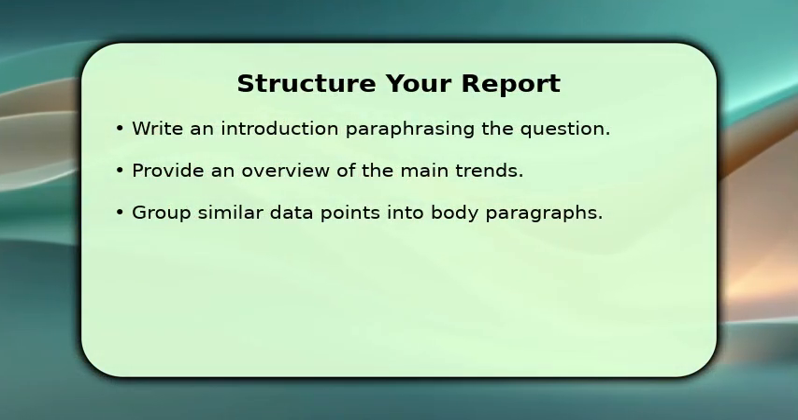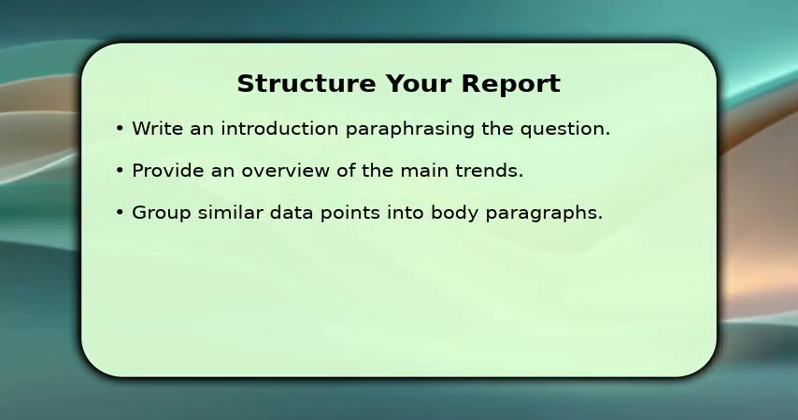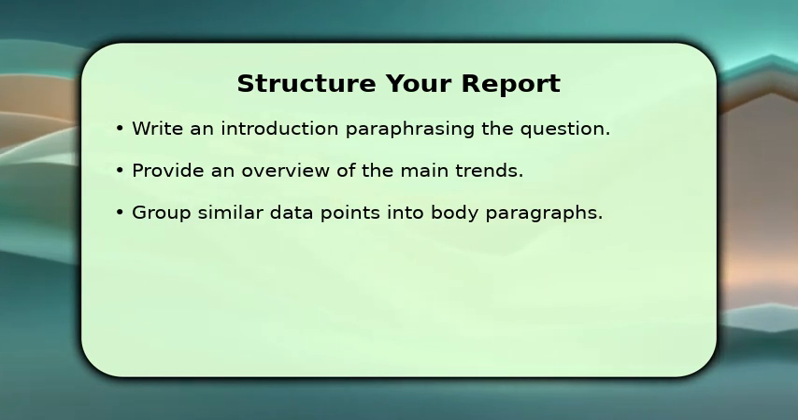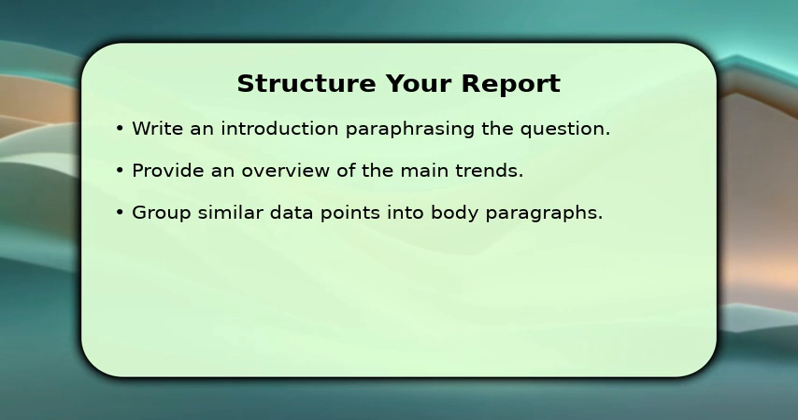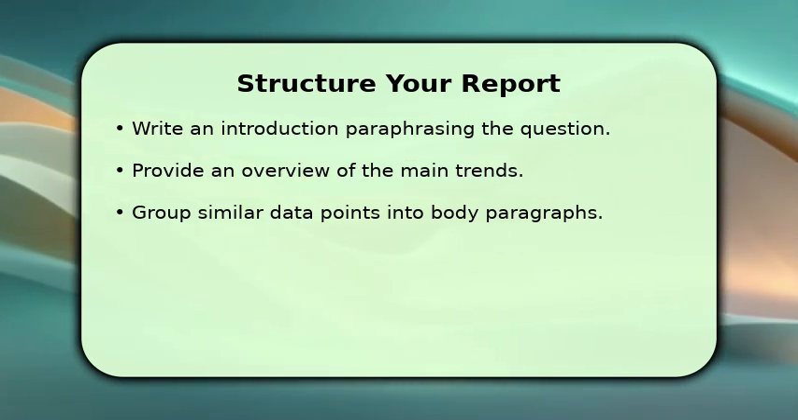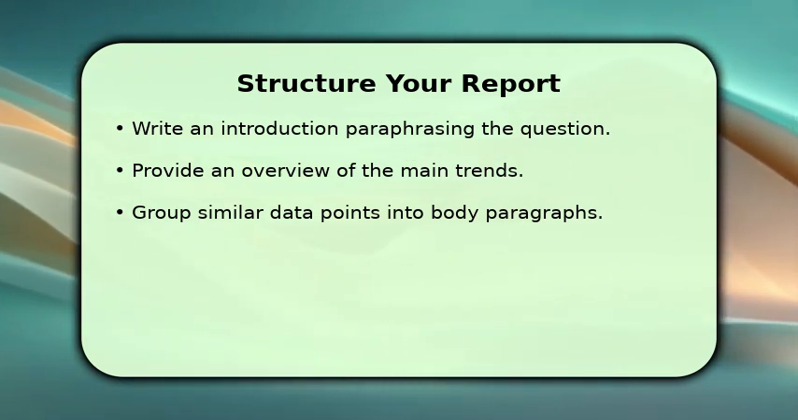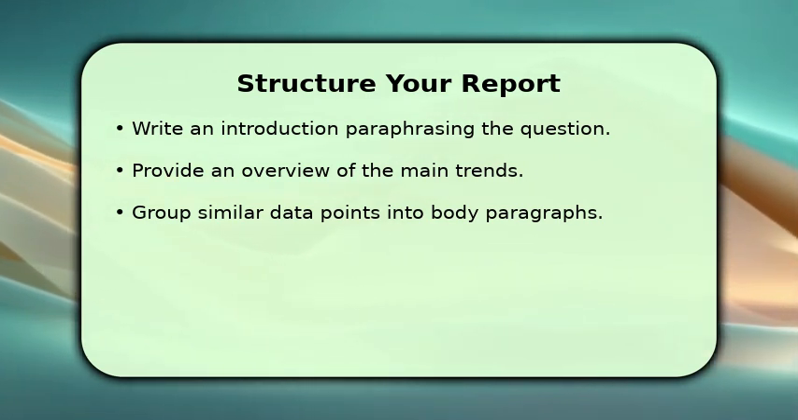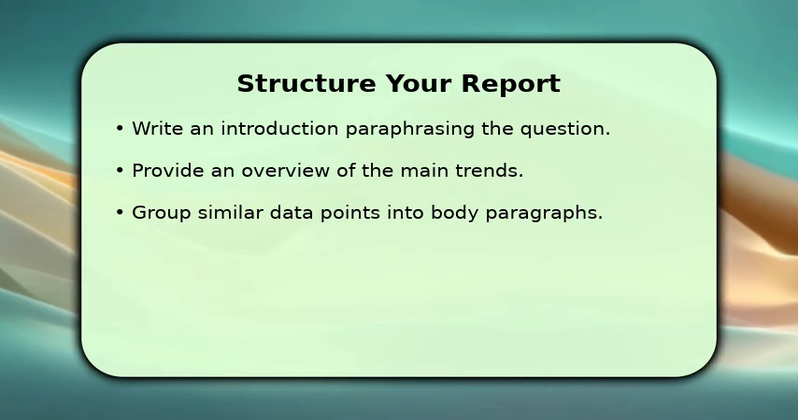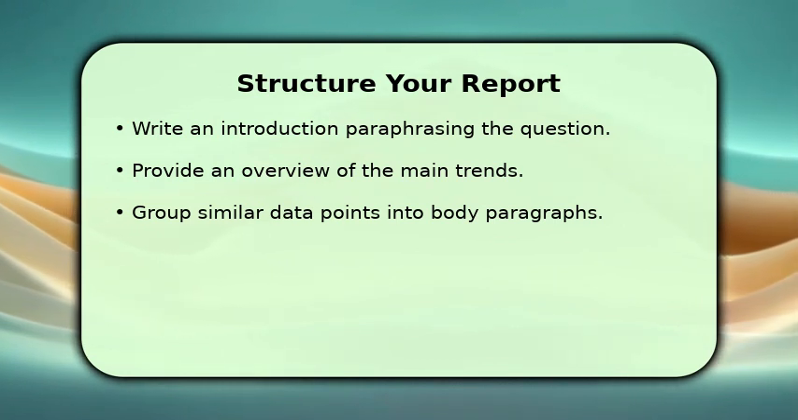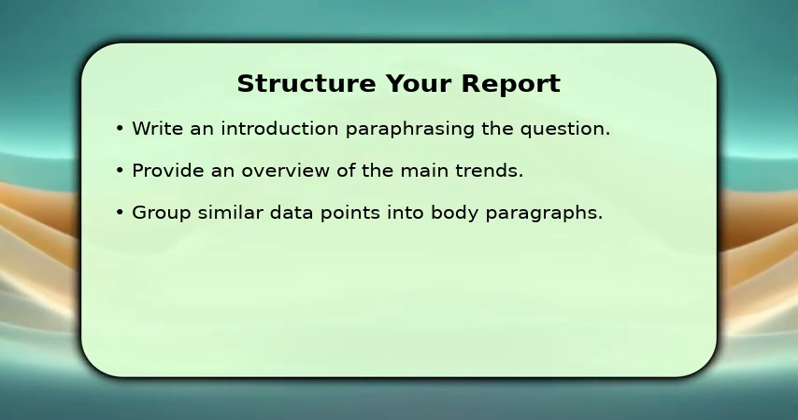A strong structure is key to clarity. Begin with an introduction that rephrases the prompt in your own words. Then, write an overview paragraph summarizing the most significant overall trends or features without including specific numbers. After that, dedicate separate body paragraphs to specific details, grouping related information logically. For example, discuss all increases in one paragraph and all decreases in another. Aim for around 150 words total.